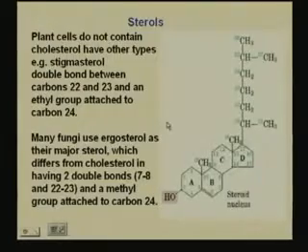Well, before we go there, as I mentioned before, plant cells do not have cholesterol. They have what is called stigmasterol. The difference there is that there is a double bond between carbons 22 and 23. So, 22 and 23 have a double bond and there is an additional ethyl group attached to carbon 24.